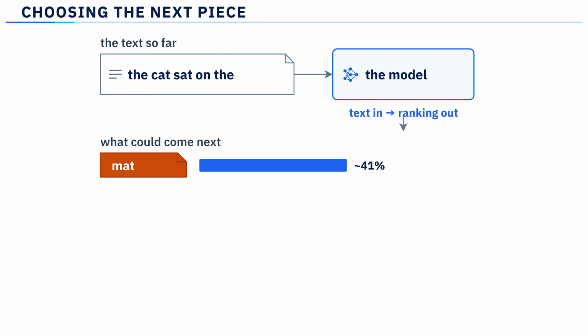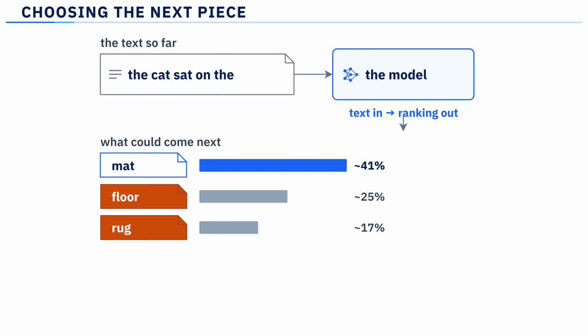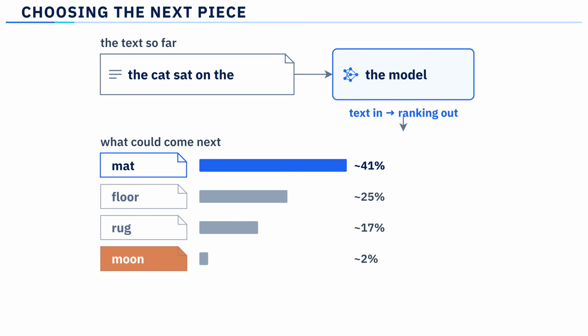Top of the list, mad. The bar shows how well a piece scored. The numbers beside them are rough, and they are here only as an example. Do not add them up. Floor and rug also fit, and they score lower. Both of them would still make sense. Moon fits the grammar and almost nothing else, and it still gets a score. At this stage, nothing is ruled out. Everything is simply put in order.